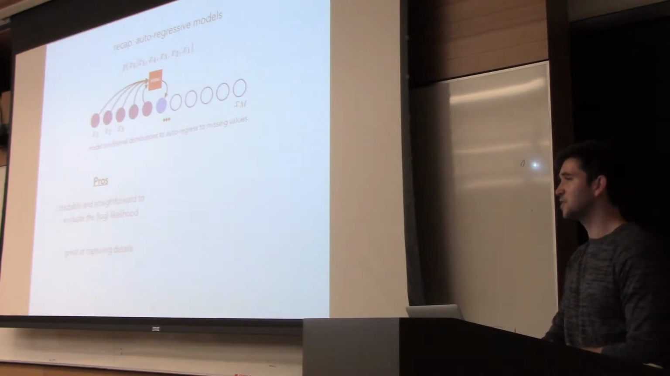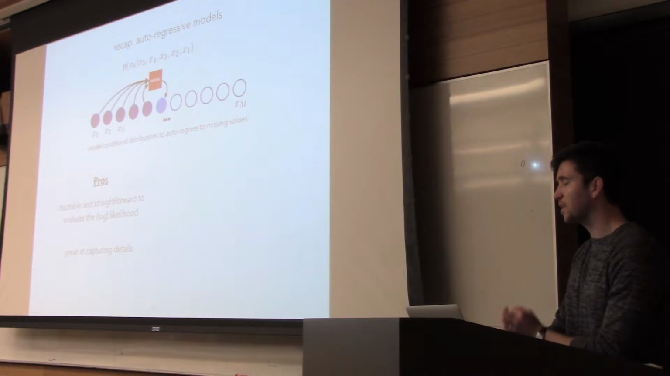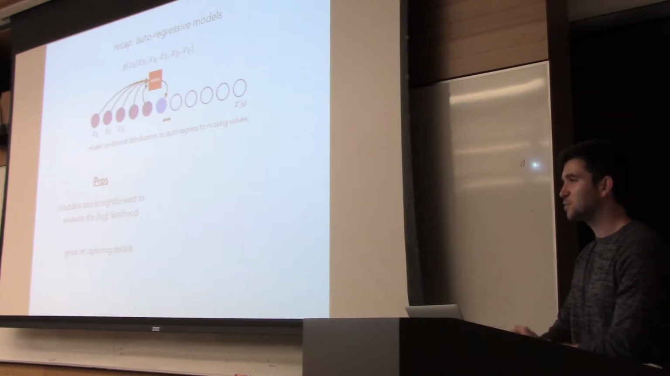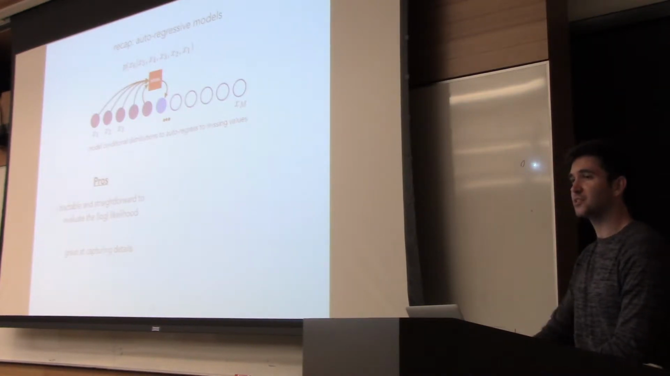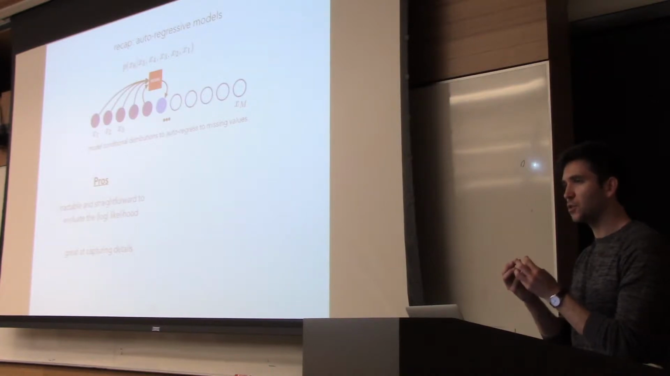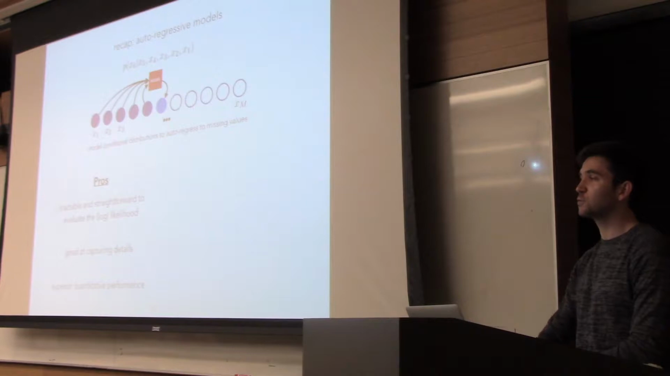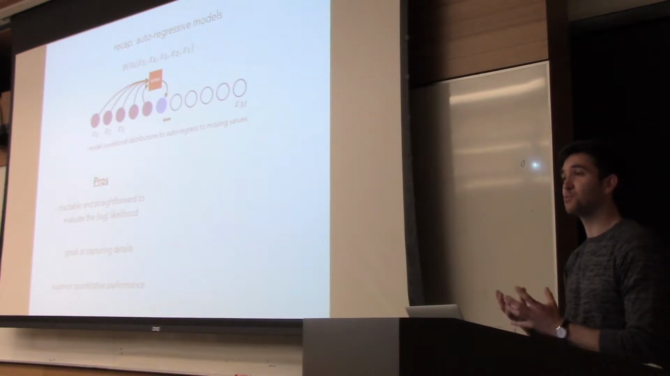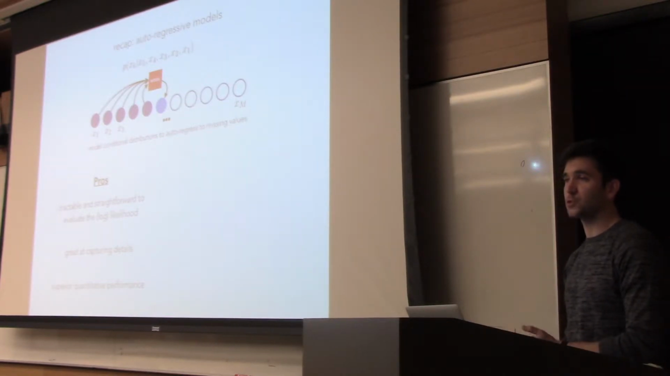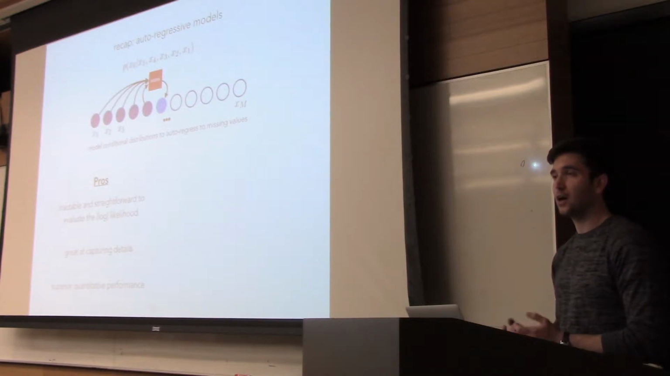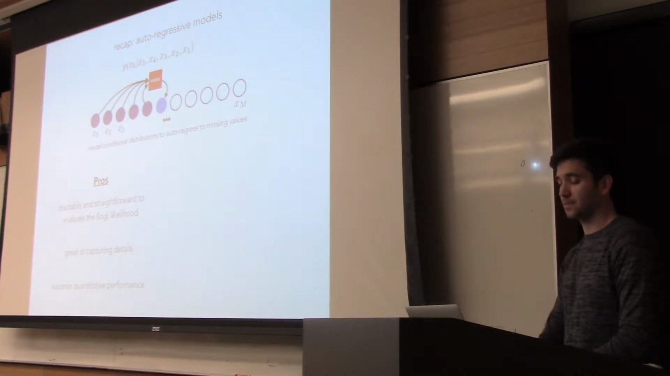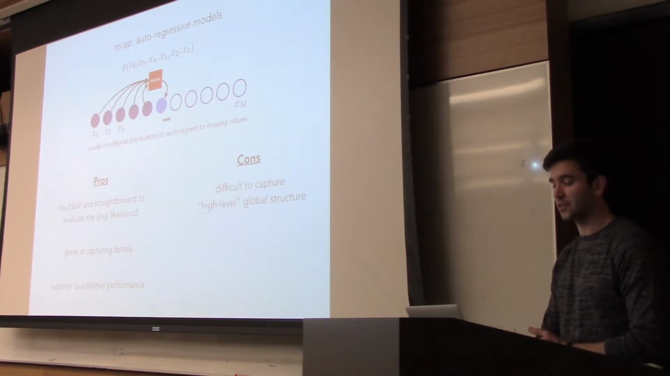And we can really capture the details. There's a lot of these very minute details in images and speech that these models can pick up because it's really modeling these very local interactions typically. And typically, in terms of quantitative performance of actually being able to model the data distribution, at least in log likelihood, these models are typically superior. They do very well. So what are the cons of using a model like this?